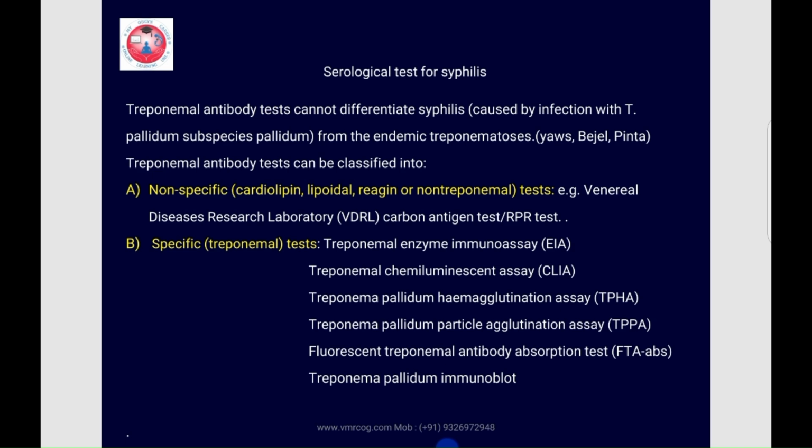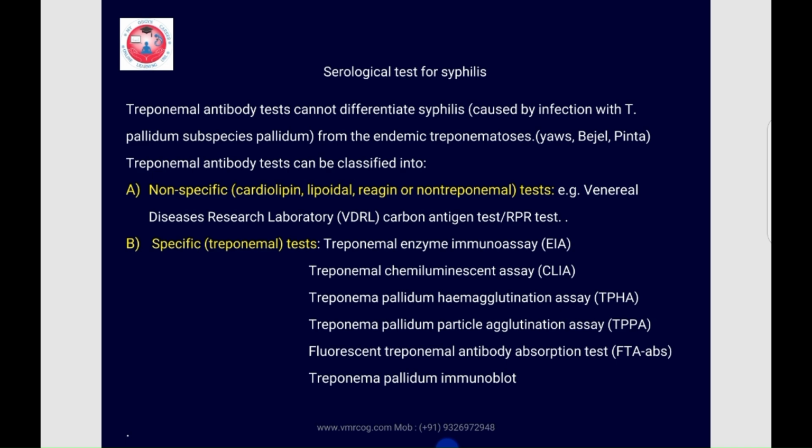A treponemal antibody test cannot differentiate between syphilis caused by Treponema pallidum and the endemic treponematoses, diseases like yaws, bejel and pinta. So when you have an antibody test, it will not be able to differentiate between the Treponema pallidum causing syphilis and the other endemic treponematoses, that is yaws, bejel and pinta. So these antibody tests can be classified into two. One is a non-specific test and second is a specific test.